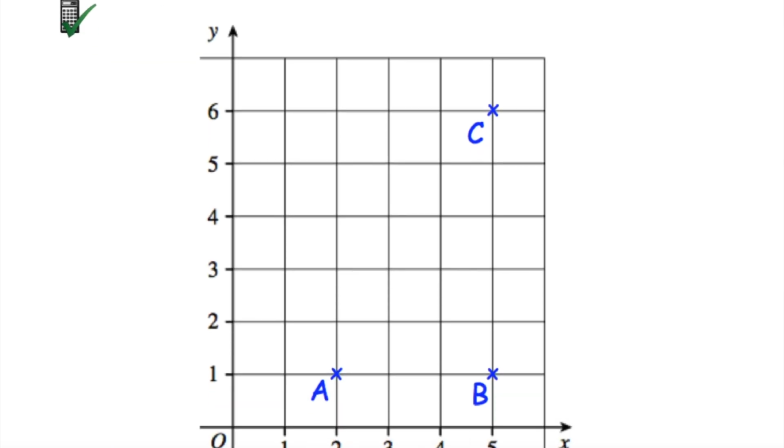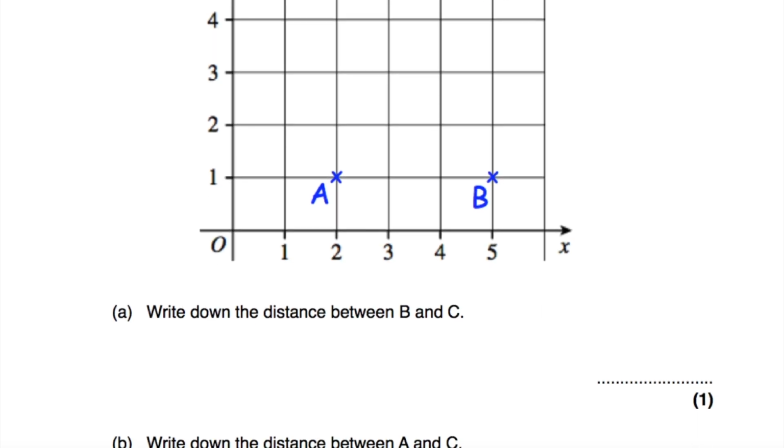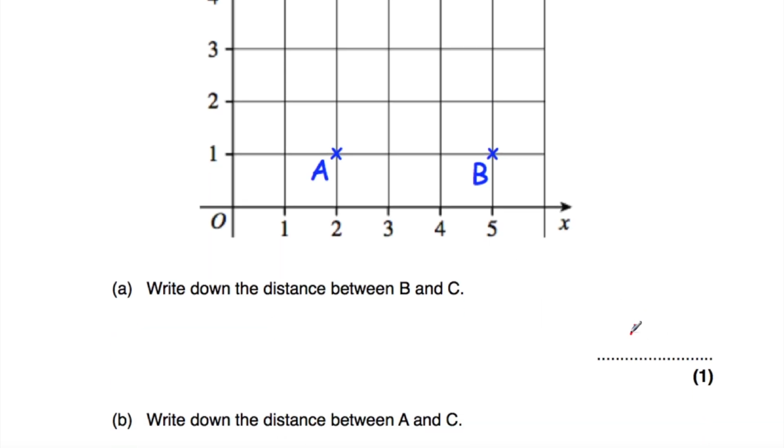So question number 2, we've got 3 points shown on a grid. We've got the points A, B and C, and if we scroll down, part A says write down the distance between B and C. Now B is directly above C, so the distance between them would be 1, 2, 3, 4, 5 units. So the distance between B and C is 5.